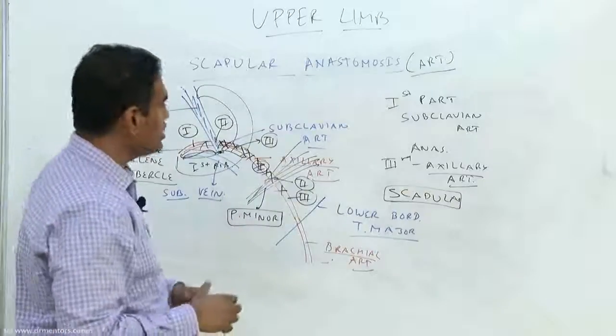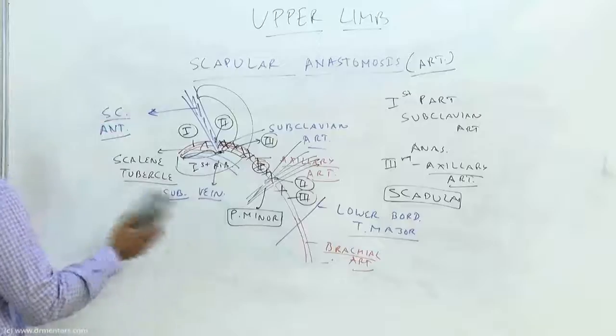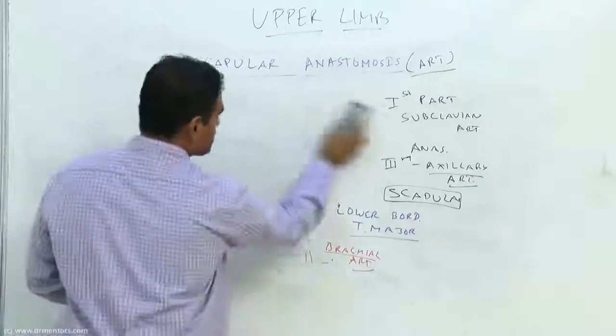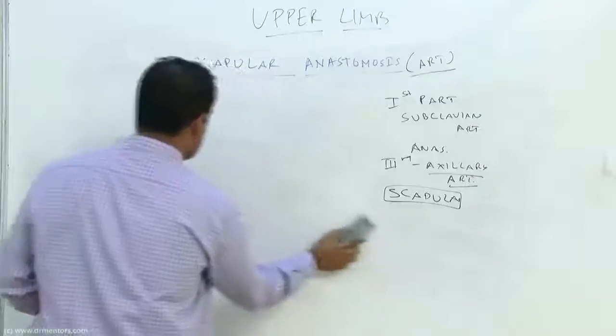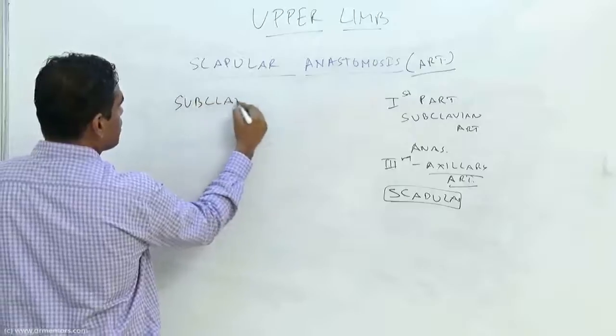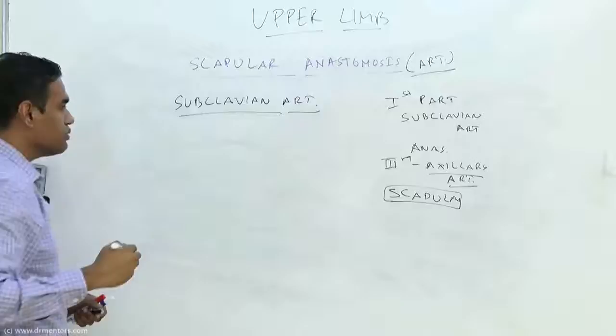To understand this, we need to know the branches of the subclavian as well as the axillary artery. So let's see the branches of the subclavian and the axillary artery. First of all, let's start with the branches of the subclavian artery. The subclavian artery has three parts, as you already know by now. First part, second part, third part.